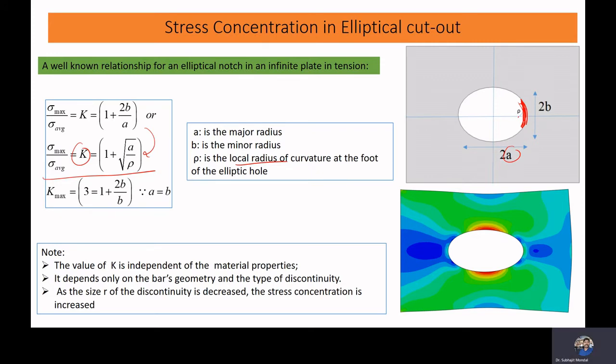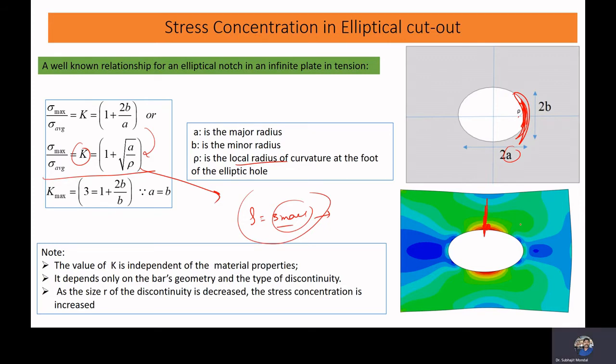Now we see that if the value of rho is small, then we have a high stress concentration factor. If the value of rho is high, in this case we can have a low stress concentration factor. A high stress concentration factor means we will have a high stress in this zone. A low stress concentration factor means less stress is concentrated here.